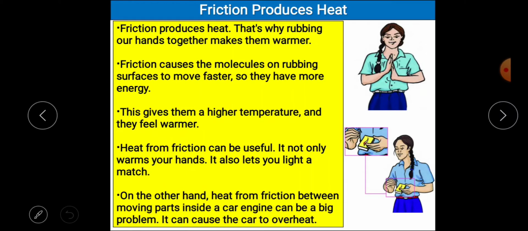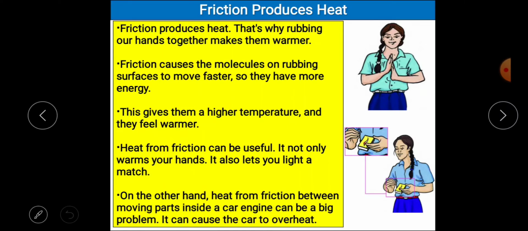Friction causes the molecules on rubbing surfaces to move faster, so they have more energy. You must know about kinetic energy. So when we rub any two surfaces or the palms of our hands, the molecules present at the surfaces in contact gain more energy, and hence it produces heat. Rubbing gives more energy, and this makes their temperature higher, and that is why they feel warmer.